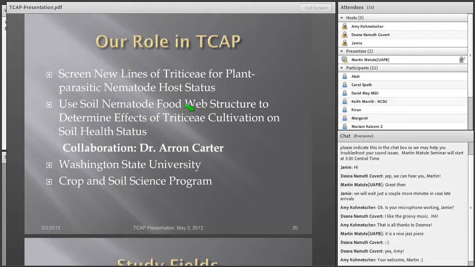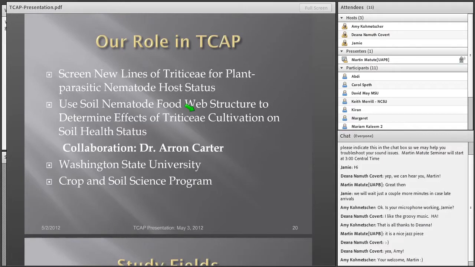So what is our role in the TCAP project? As Jamie said earlier, our group has two main functions for the TCAP project. Number one is, as new lines of these crops are being bred or developed, we will be screening them for nematode host status or nematode resistance. We'll see whether they are resistant or very susceptible to plant parasitic nematodes.